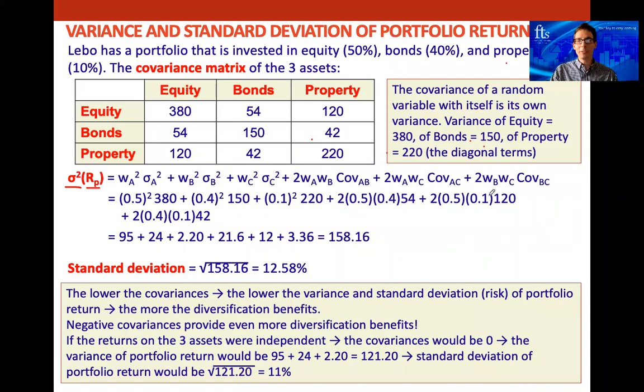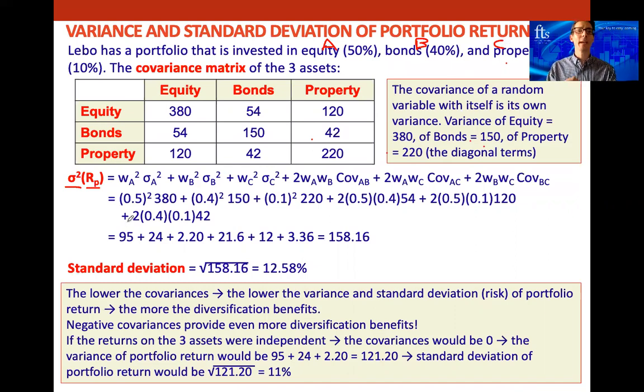Okay, so there's the formula. What we're going to do now is plug in the numbers. Equity is going to be our asset A, so I'm going to put an A over there. Bonds is going to be our asset B, so I'm going to put a B over there. And property is going to be our asset C, so I'm going to put a C there for property.